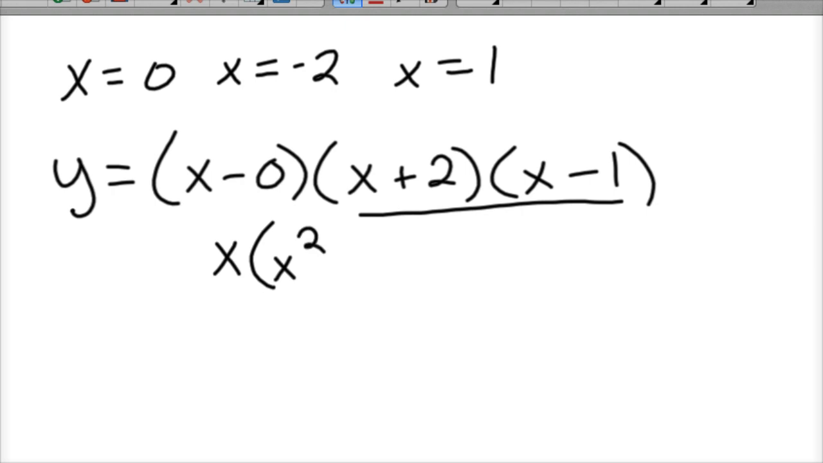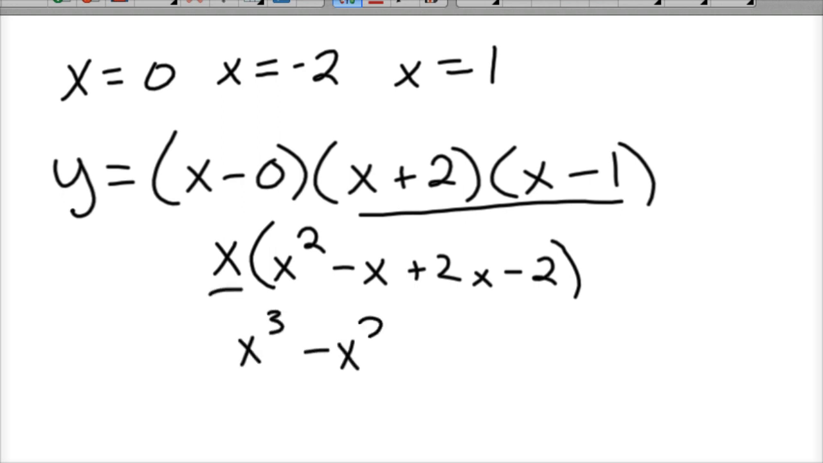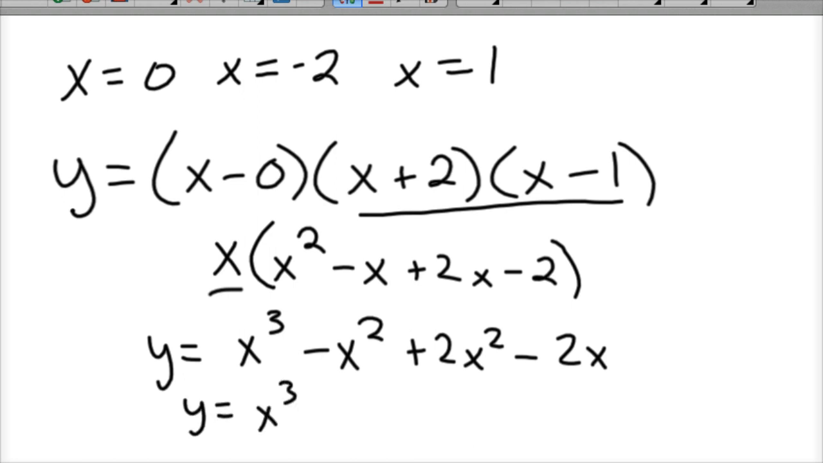And so that'd be x squared minus x plus 2x minus 2. And then distribute the x through, so you'd have x to the 3rd minus x squared plus 2x squared minus 2x. And here's your function. You could combine those last two terms, plus x squared minus 2x, and you've got your function.